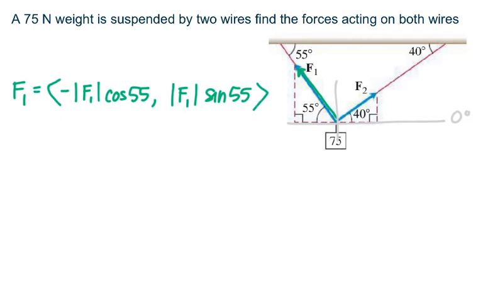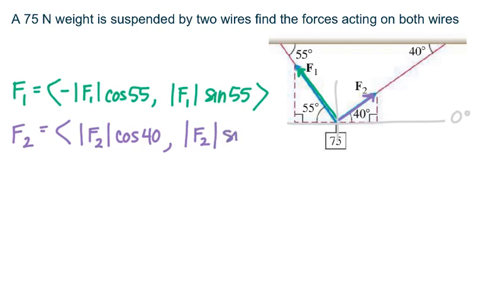For my other vector, force 2 here, force 2 being in quadrant 1, these are both going to be positive, so I've got the magnitude of force 2 times cosine of that angle, 40, times the magnitude of force 2 times sine of 40. So these are my two component vectors for the force.